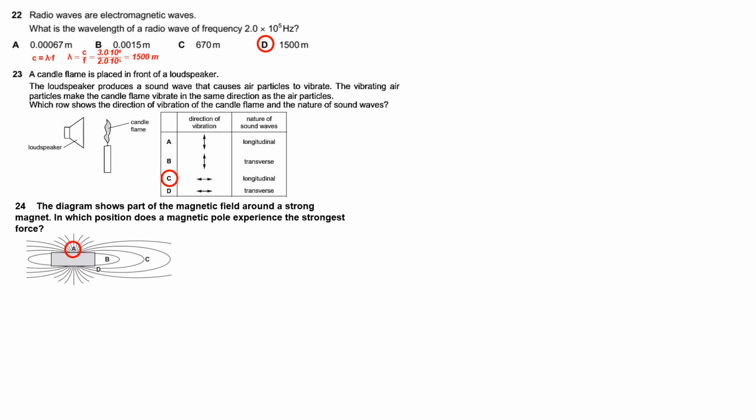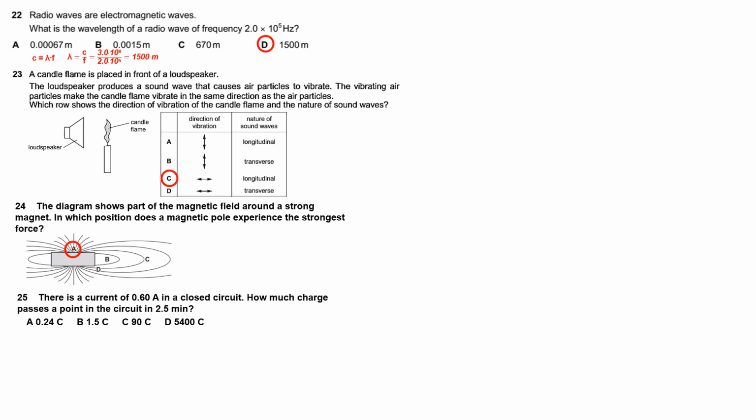Question 25. There is a current of 0.6 amperes in a closed circuit. How much charge passes a point in the circuit in 2.5 minutes? Charge is the product of current and time. 2.5 minutes are 150 seconds.